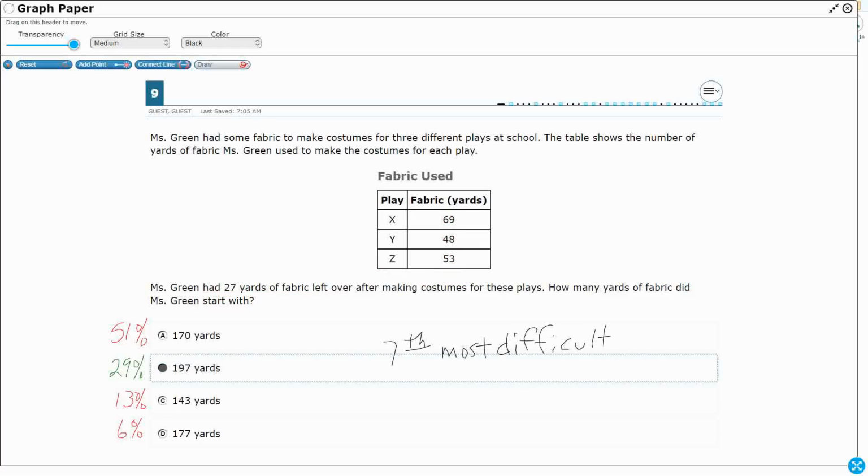If you were thinking this would be tricky, you were correct. This was the seventh most difficult. Take a look. 51% of our students chose 170. How do you get 170? You just simply add these three. I mean, it's right in front of you, right? Well, what do we do in third grade? We add columns of numbers. So you take these three numbers, you add them up, you get 170, and you're done. But that doesn't take into account this 27.